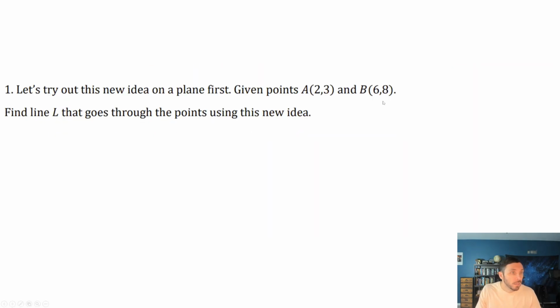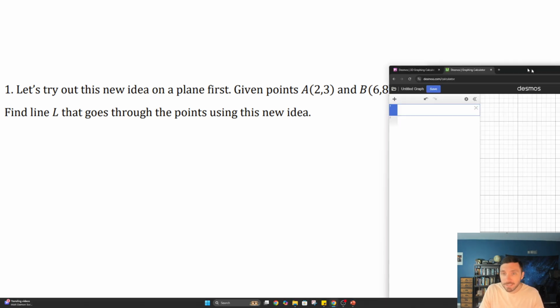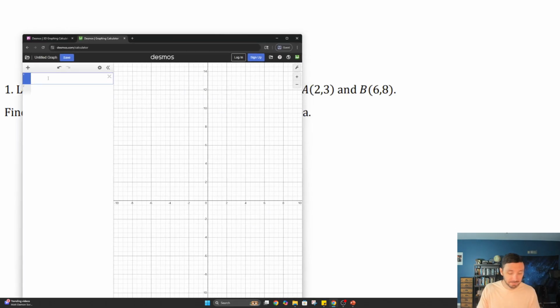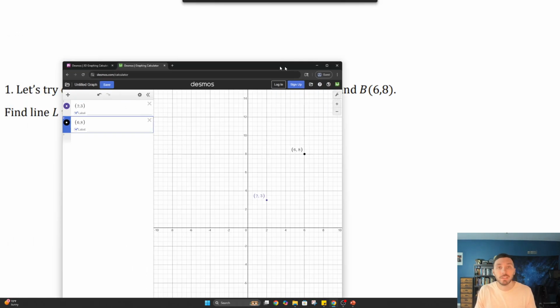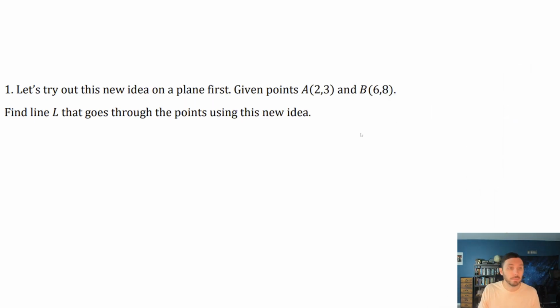Anyway, let's try out this new idea on the plane first. So given the point 2, 3 and the point 6, 8, nothing too crazy. I'll even sketch them. On the plane, I now want to utilize vectors with something we already know and love. We can come up with point-slope for this line. I know you can do that. I think you can do that. I hope you can do that. But how can we utilize a vector approach to come up with such an idea?